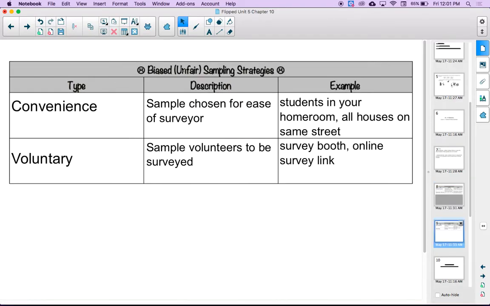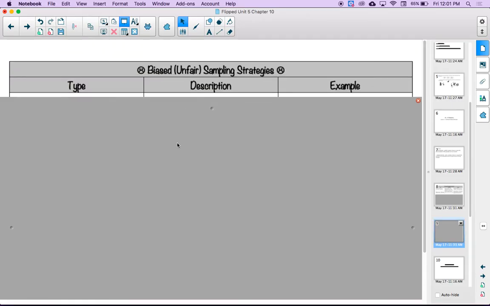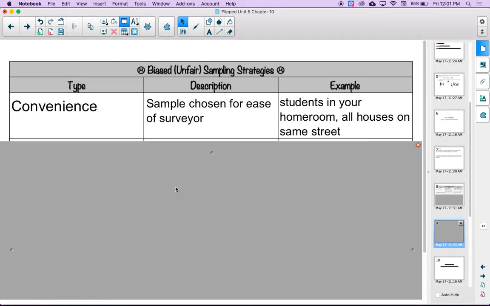Now we have 2 types of strategies that we do not consider very fair. We consider them to be biased. Our first type of strategy that is biased is a convenience sample. A convenience sample is chosen for ease of the surveyor. So some examples of this, it's making it easy on you, all right?